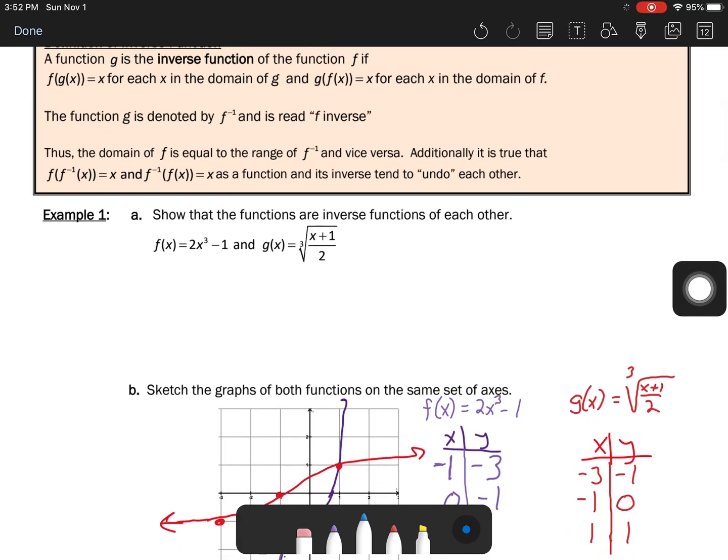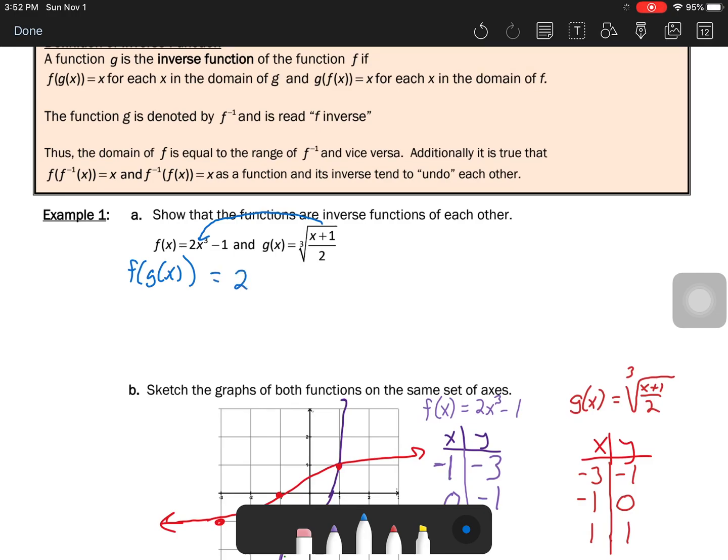In example 1 part A, it says show that the functions are inverses of one another. We're going to do these two tests. Since they're calling them f and g, we're not necessarily saying they're inverses yet, but we're going to show that they are. We'll use this notation: f of g of x, and then g of f of x, and if they both equal x, then yes, they are inverses. So f of g of x. Remember, that means plug the g function into the f function, so this whole expression goes in for the x right there.